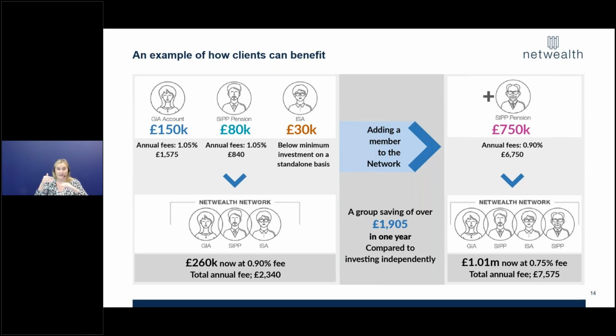And because that further fee threshold is reached, that fee drops from 0.9% all in to 0.75% all in cost of investing for all members. So with 4 people in the network out of a possible 10, there's a group saving of over £1,905 in just 1 year, compared to if they all invested independently.